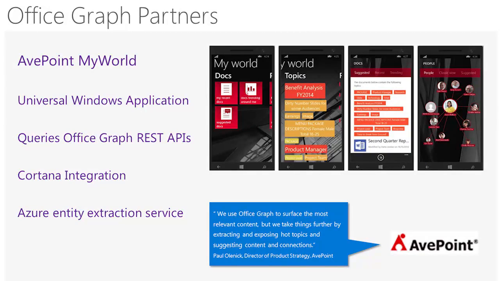Now that you have seen the APIs, let me tell you that we have several partners that have been working through our preview program to build some exciting applications that leverage these APIs. I want to take a minute to highlight one of those partners, AvePoint, that have recently launched MyWorld, a universal Windows application that takes the power of Office Graph even further. The MyWorld app combines the topics and content mined by an Azure-hosted entity extraction service along with the insights from the Office Graph. Let's see the app in action.